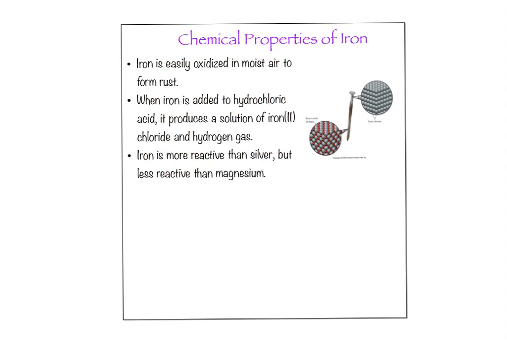So back to iron, okay, we did physical properties of iron. Now here's some chemical properties. It's oxidized in moist air to form rust. So that's another property, oxidation.